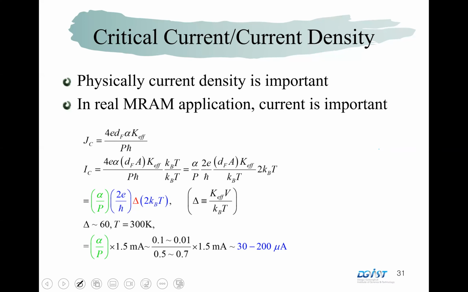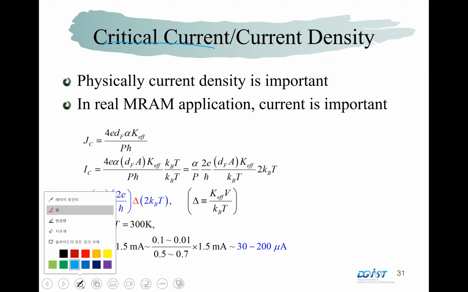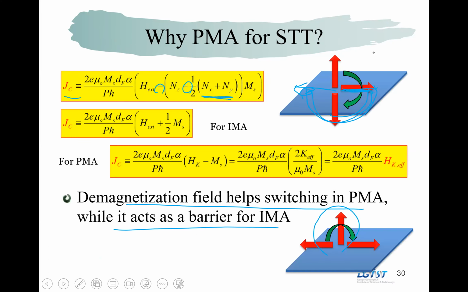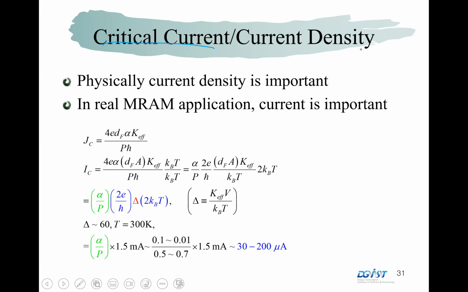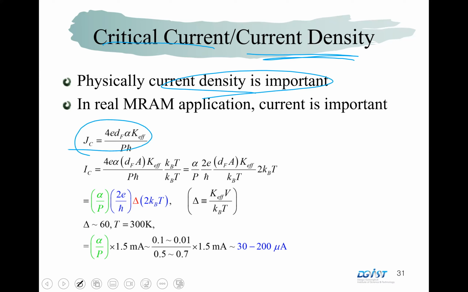I need to talk more about the critical current density, or critical current. Yeah, critical current density is important for the physics. It's important in a physical application. We already know the critical current density as a function of certain material parameters. But in a real circuit design or real MRAM application, current density is important, but current is sometimes more important. So let's think about the current.